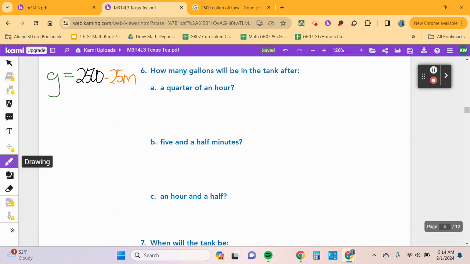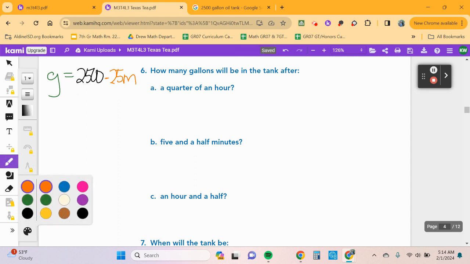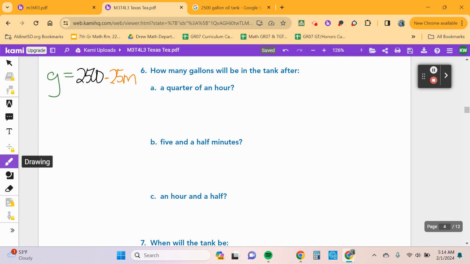And the second thing you will need is to also know, and I'm going to draw a clock to kind of help us represent time, what is a quarter of an hour in minutes? What is 5.5 minutes in total minutes? Or what would that look like in an equation? And then what is an hour and a half in minutes? So I'm going to help you out a little here because I want you to be successful.